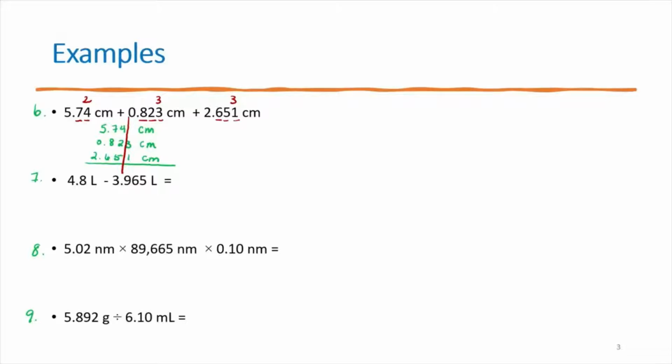When I add this up, though, I get a calculated answer of 9.214. I know that my least precise value is 5.74. It is to the second decimal place, meaning I need to keep this to the second decimal. So I'm going to write 9.21. But I'm not done because I have these units. They're all in centimeters, which means I can add them up. But I need to make sure to write centimeters here.